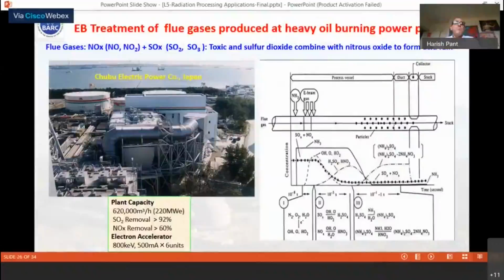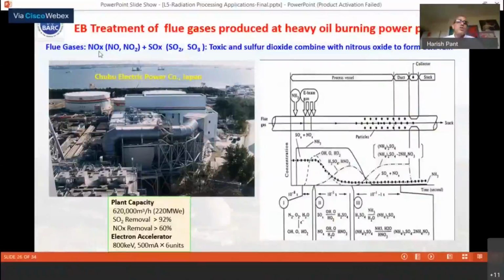Then the electron beams are also used for the treatment of flue gases. You can see that in coal power plants, or where oil is burned in oil fired electric plants, a lot of flue gases are generated. The main culprits of the flue gases which cause a lot of environmental problems are NOx and SOx.